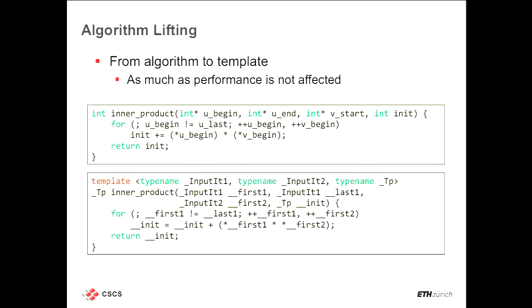So this is the code. First of all, we put this thing into a template, and now it works with anything that can iterate over data and can do these operations. Plus, we transform the plus equal into init equal init plus. The reason is that usually people implement the plus operator, not the plus equal, so it's slightly more general to use the plus operator instead of a plus equal.